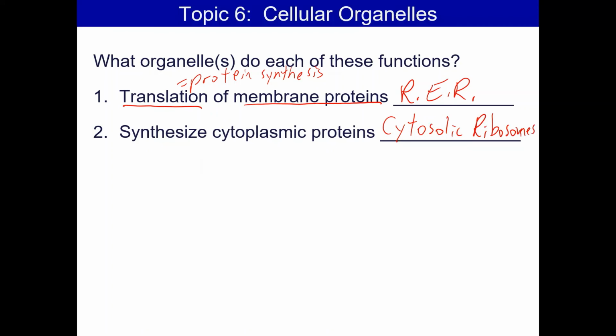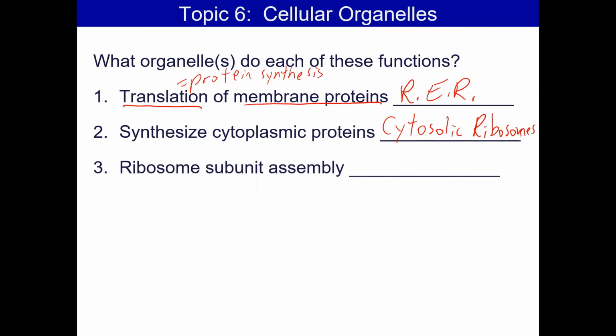So if you just wrote ribosomes, sometimes they give you the full mark, sometimes a part mark. So, give me what you have, right? I know not everyone's going to know everything. Ribosomal subunit assembly. So that is in the nucleus in a special place called the nucleolus.